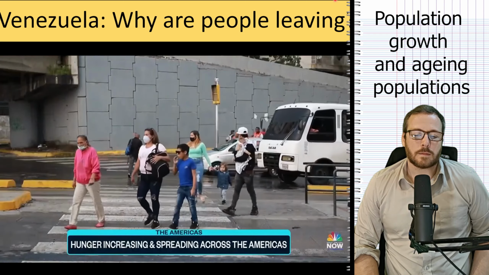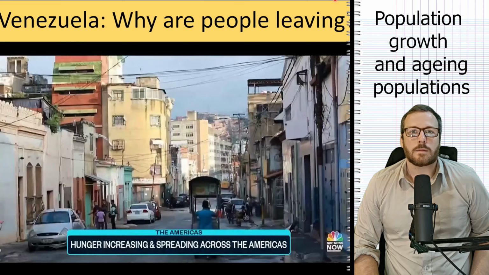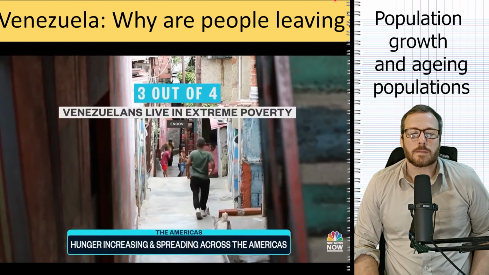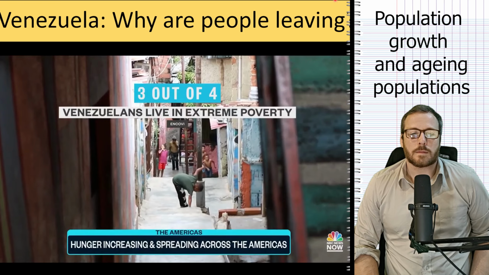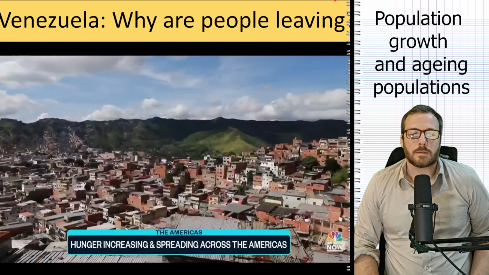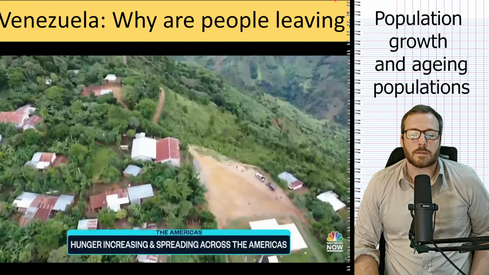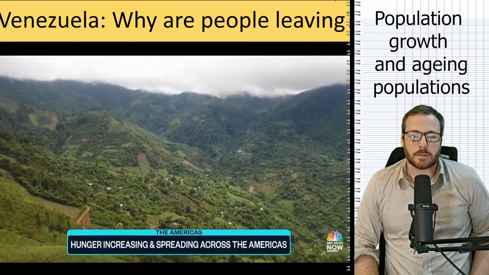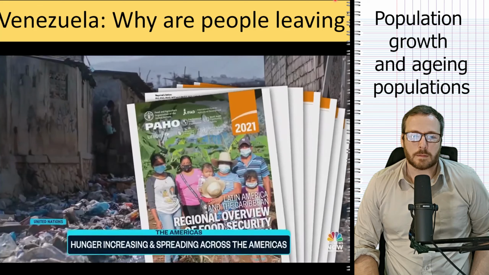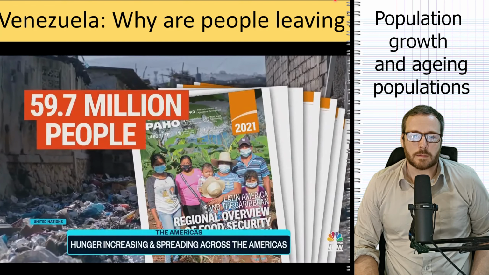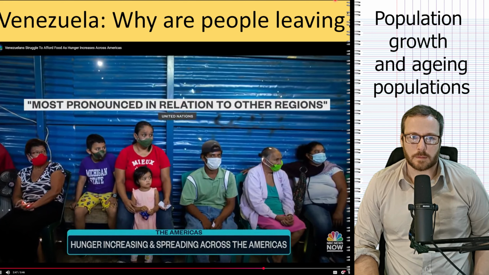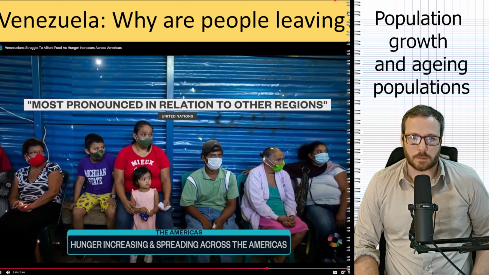In the last year of the pandemic, Venezuela's poverty rate increased by about 9%, according to a recent study. Around 3 out of every 4 Venezuelans now live in extreme poverty. But this isn't just happening here. Hunger is spreading like a virus across Latin America and the Caribbean. A new report by the UN found more than 59 million people in the region are going hungry. The UN is calling the hunger increase the, quote, most pronounced in relation to other regions.